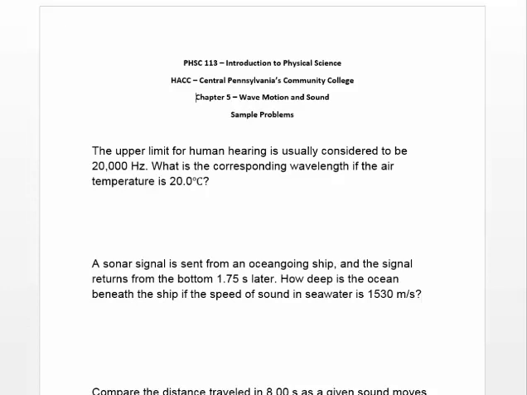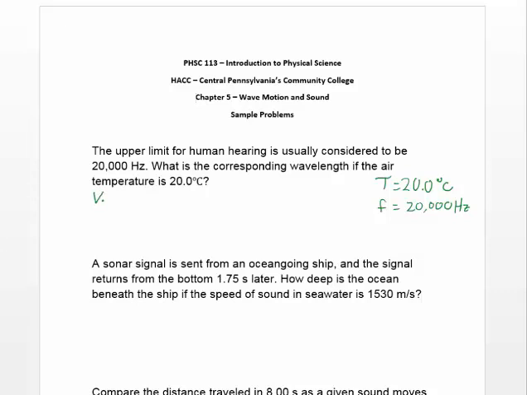So as we always do, let's start off writing down what we know first of all. We do know the temperature, so temperature is 20.0 degrees Celsius. And we also know the frequency that we're looking for is 20,000 hertz. So write that down here. So those are the two things we know, and we're going to be looking for the wavelength. In order to find that, first of all, we have to find the velocity. So step one is to find the velocity.